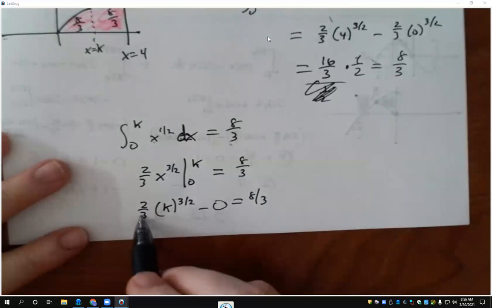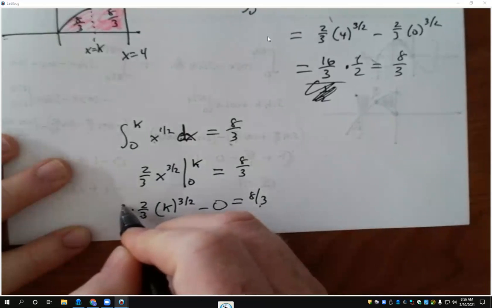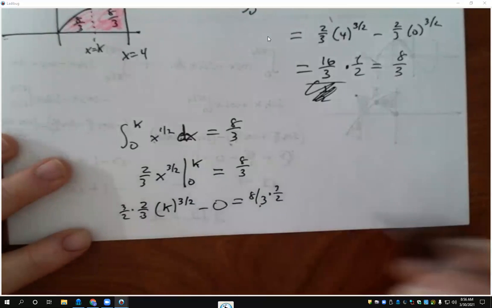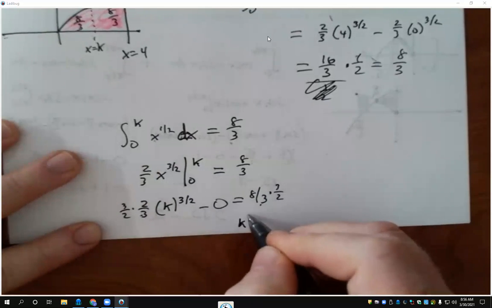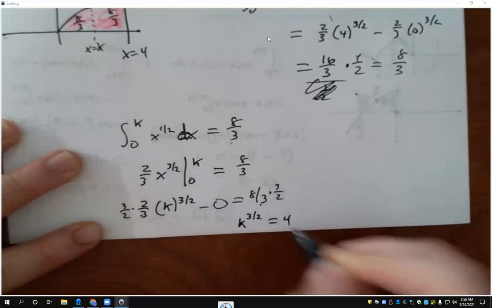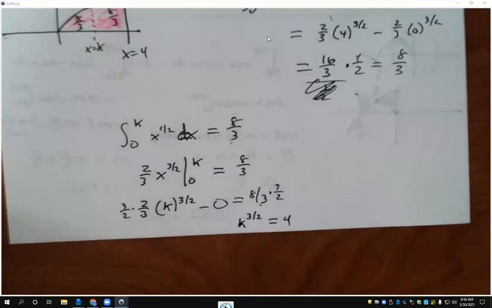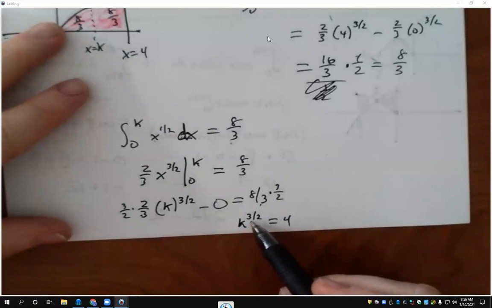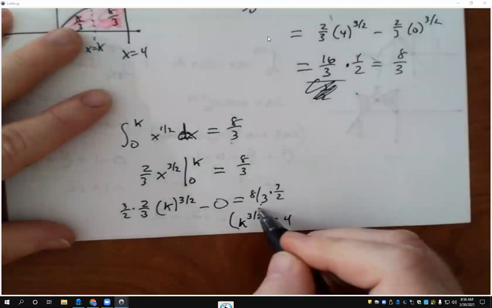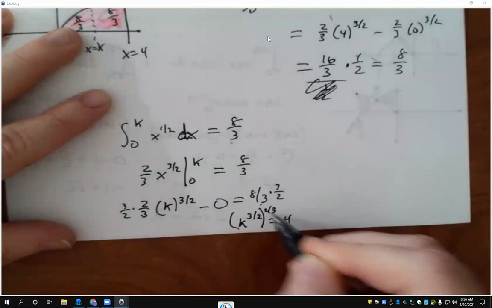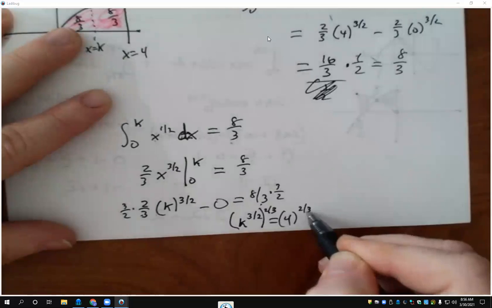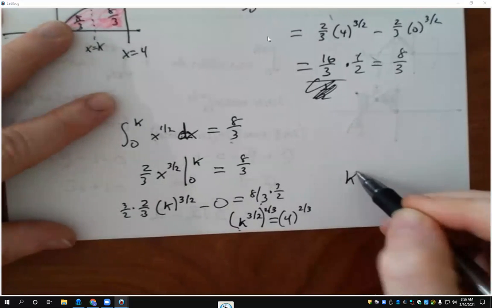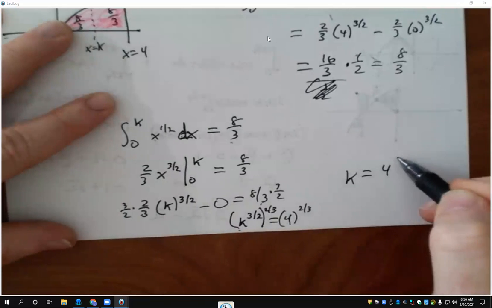Now I'm just solving for k. Okay, so I'm going to get this 2/3 to the other side first by multiplying by 3/2. And 8/3 times 3/2 is 4. So I have k to the 3/2 equals 4. And to get rid of an exponent of 3/2, I raise both sides to an exponent of 2/3. K to the 3/2 to the 2/3 is just k. And now I have 4 to the 2/3.